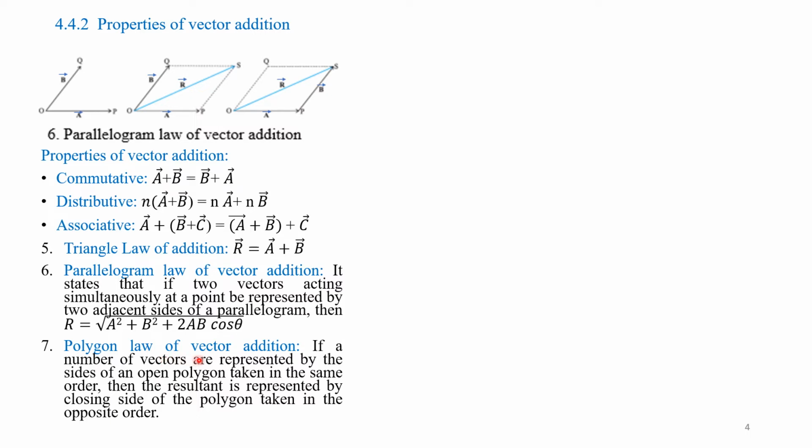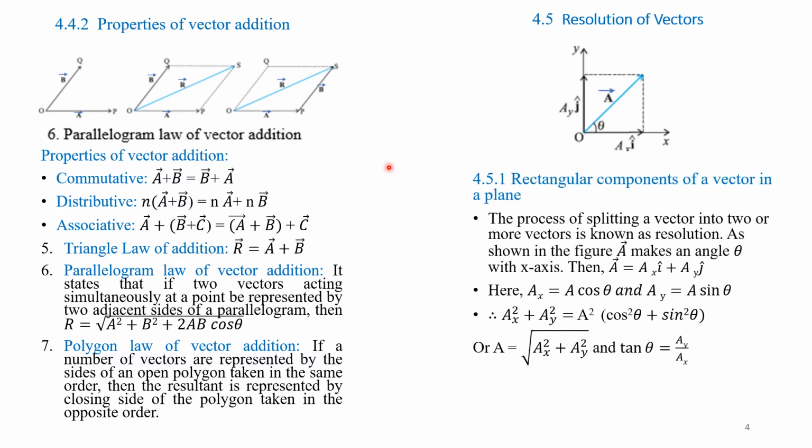Polygon law of vector addition. If a number of vectors are represented by the sides of an open polygon taken in the same order, then the resultant is represented by the closing side of the polygon taken in the opposite order. Resolution of vectors. A vector A can be resolved by using the resolution of vectors method.